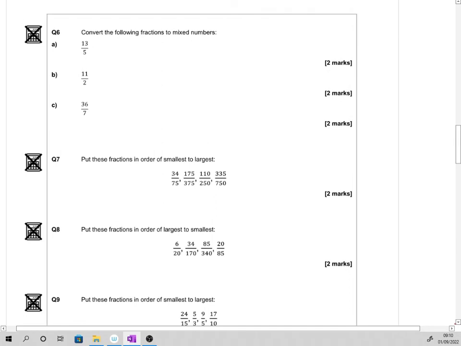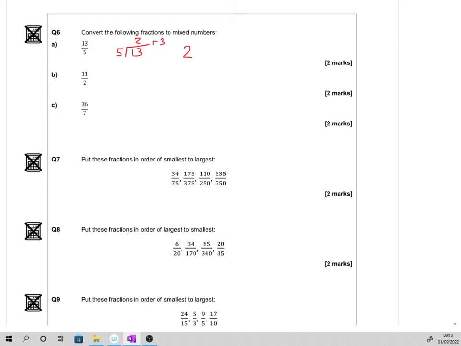Convert the following fractions to mixed numbers. Well, we need 13 divided by 5, which is 2, remainder 3. So it's 2 and 3 fifths. 11 divided by 2, which is 5, remainder 1. So we've got 5 and 1 half. And 36 divided by 7, 5 sevens are 35, so it's 5 remainder 1, so it's 5 and 1/7.